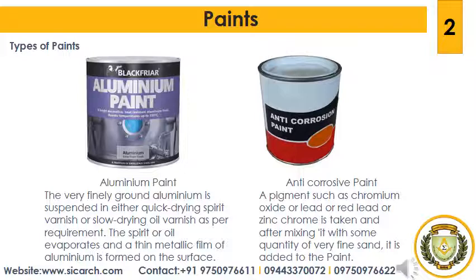So this paint essentially consists of oil and a strong dryer. A pigment such as chromium oxide or lead or red lead or zinc chrome is taken, and after mixing it with some quantity of very fine sand, it is added to the paint. So the advantages of an anti-corrosive paint are like: it is cheap, it lasts for a long duration, and the appearance of the paint is black.